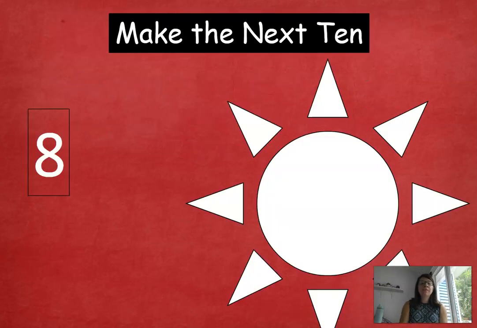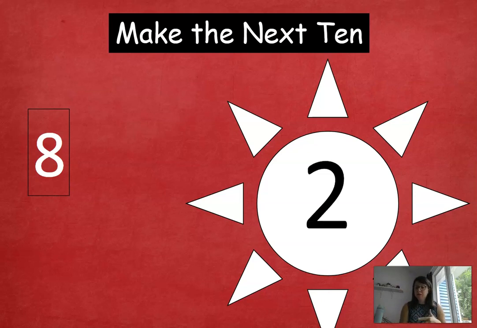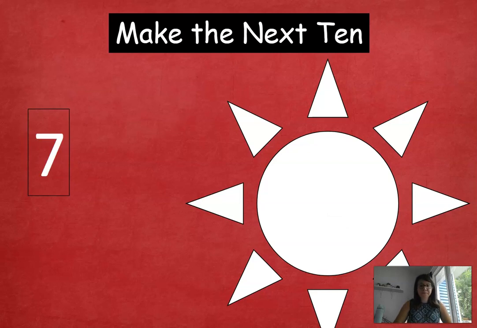So if I have the number 8, how many more do I need to get to 10? You can scoop up and count on, or you can think about your fact families. So I'm just going to show you scooping up and counting on. If I have 8 and I want to get to 10, I go 8, 9, 10. 2 more. So 8 plus 2 equals 10. Okay, this one. How many more do we need to get to 10?